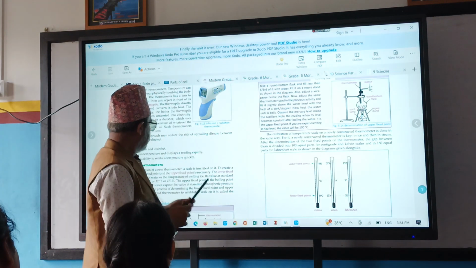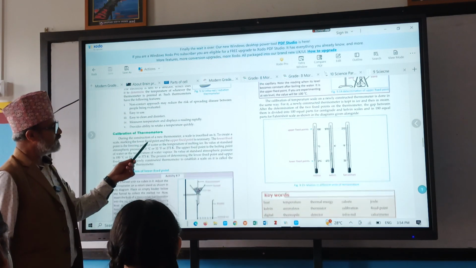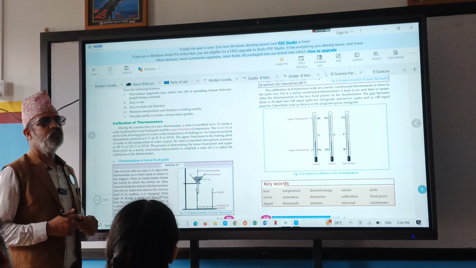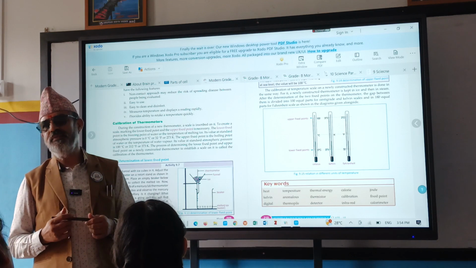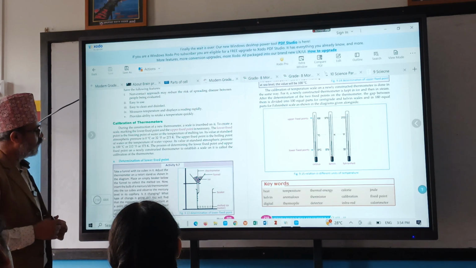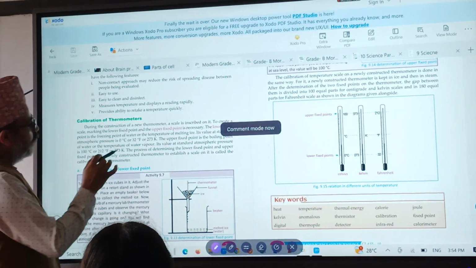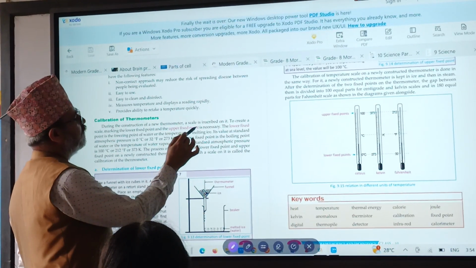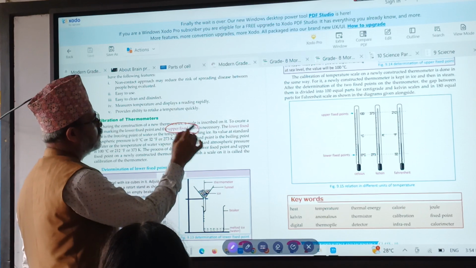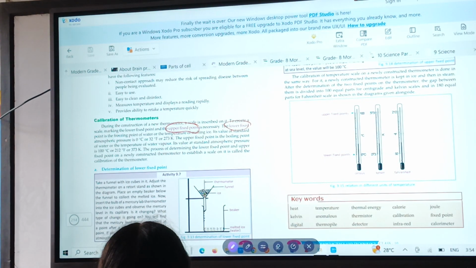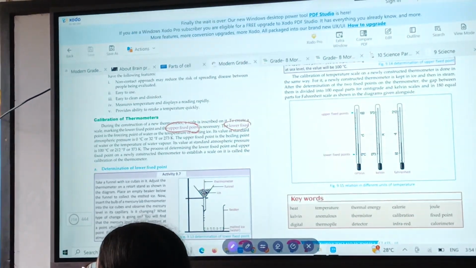Okay. Now, at last, what are you going to discuss? Calibration of thermometers. What is given here? Calibration of thermometers. So, while discussing calibration of a thermometer, we have to know about two points. What to learn? Upper fixed point and lower fixed point.